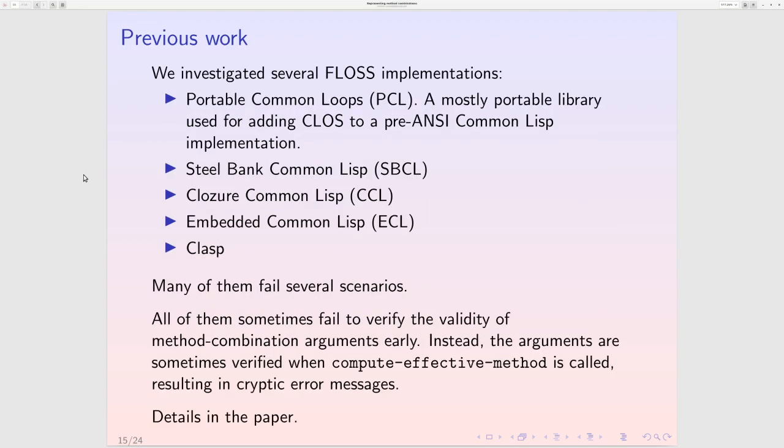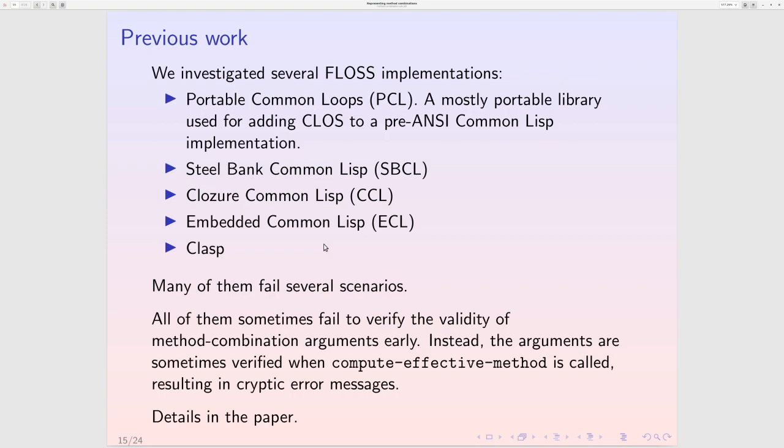With respect to those scenarios, we have had a look at several different FLOSS implementations. FLOSS means free and libre open source software. We first looked at Portable Common Loops, which is not a Common Lisp implementation. It's kind of a library that is used for adding CLOS to a pre-ANSI Common Lisp implementation. We looked at SBCL, we looked at CCL, and we looked at ECL, and also CLASP, but CLASP is really the same as ECL in this particular respect.